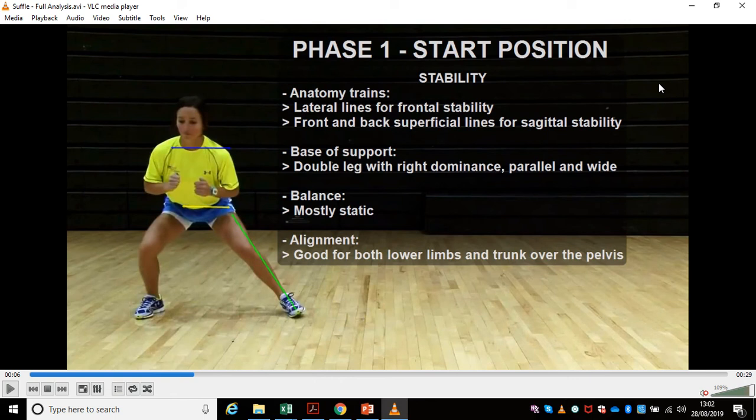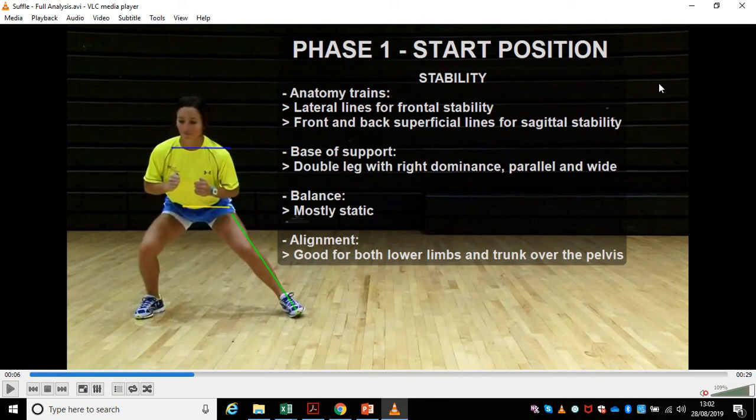Now, if we look at the performer, in this case this girl, from the side, we should probably mention that the effectiveness of this static balance situation is also significantly supported by both the front and the back superficial lines. We know that these lines stabilize the body in the sagittal plane, acting as agonist-antagonist anatomic trains.